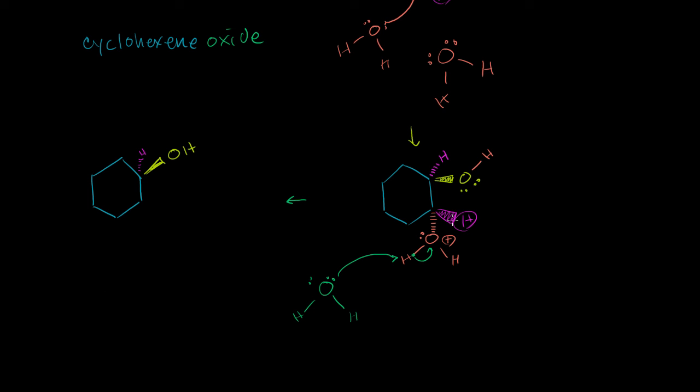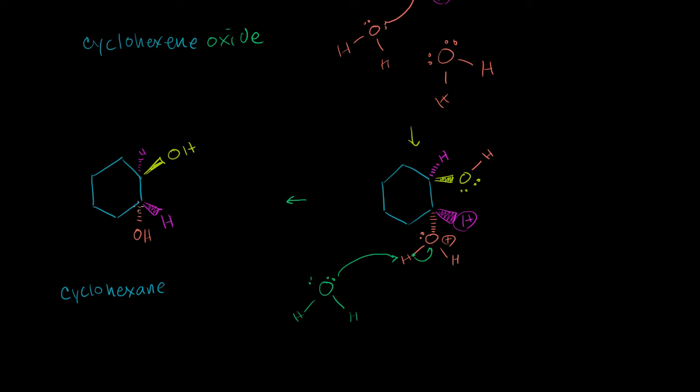And then popping out of the page right here, we have a hydrogen. And then behind the page, we have another OH group. So we've made a diol. And in particular, if we wanted to name this thing right here, we have our cyclohexane ring. That's our main ring. So let's call that cyclohexane. And then we have OH groups on there.